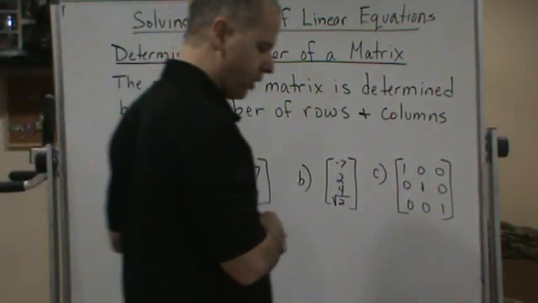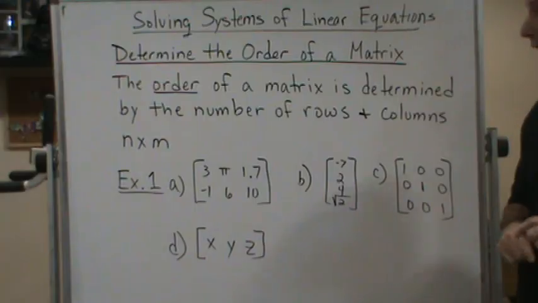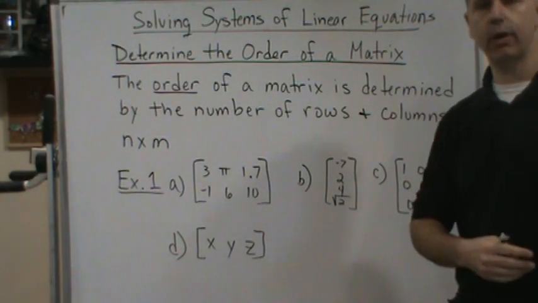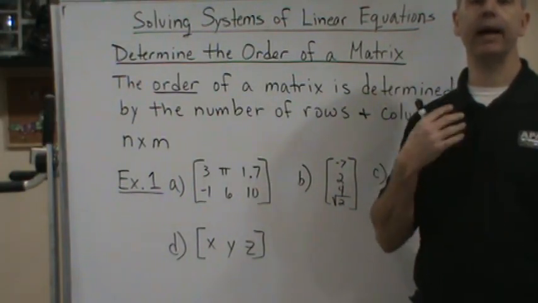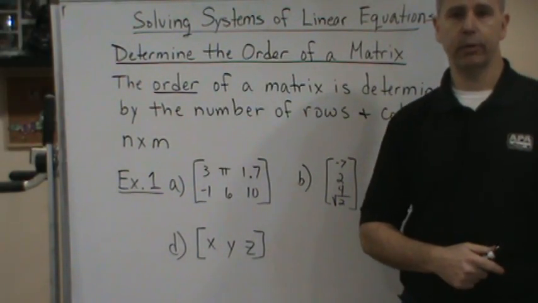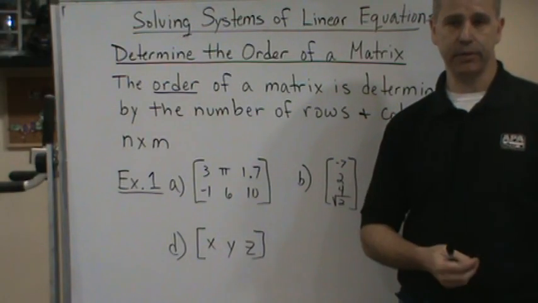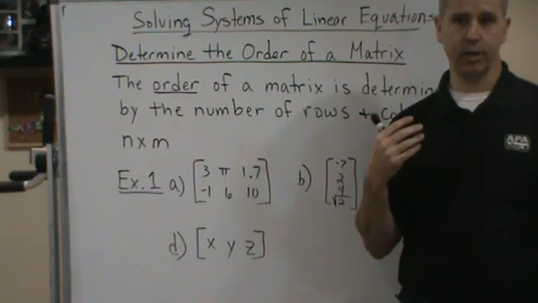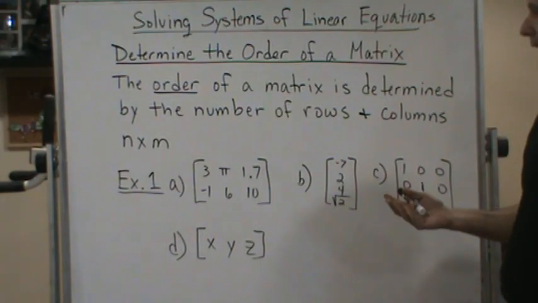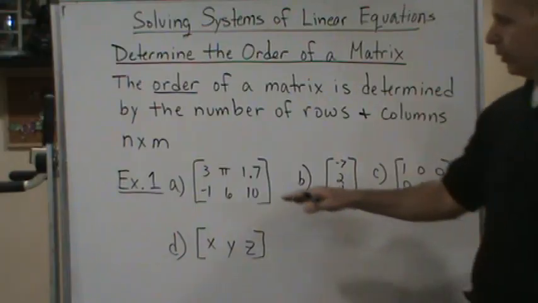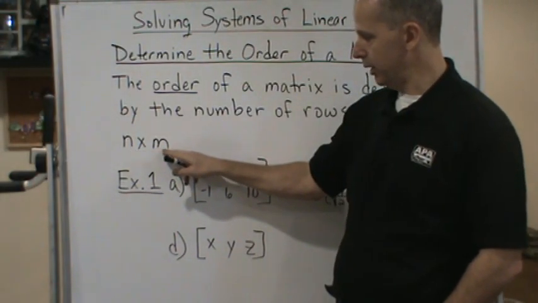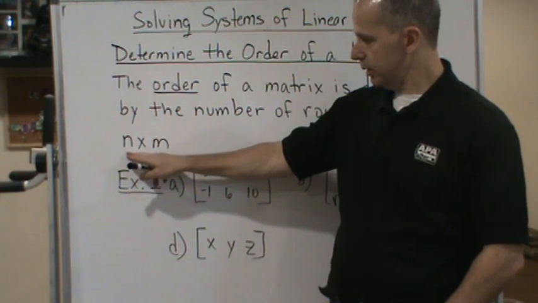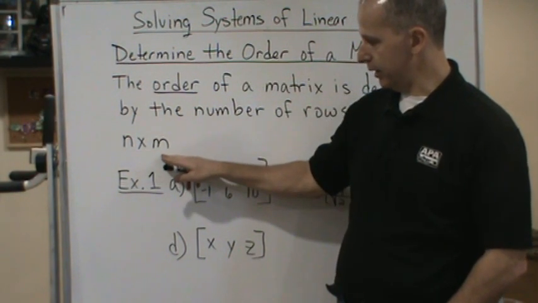Okay, now we're going to talk about the order of a matrix. How to determine the order of a matrix? Very simple. The order of a matrix is determined by the number of columns and the number of rows that it has. And it's always rows by columns, right? So it's always the number of rows first, followed by the number of columns. So we always write it as n by m, or n by n, if you will. But it's the number of rows by the number of columns.